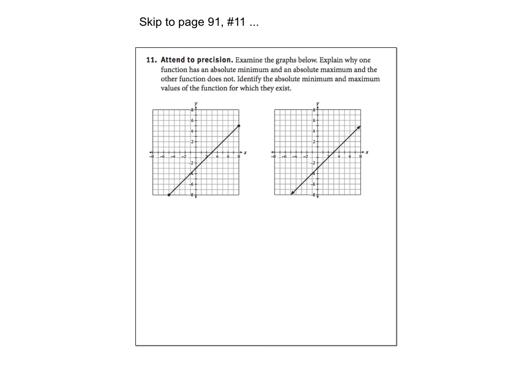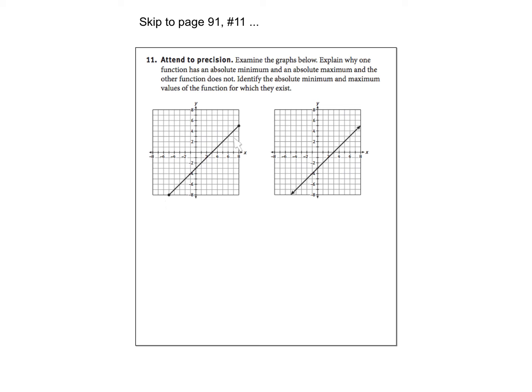Awesome. Now we're going to actually take a big page skip. So we're going to go to page 91 and start looking at number 11, and we're going to compare two graphs below and see why one of these functions has an absolute minimum and max and why one of them doesn't. Let's first distinguish the difference between these two graphs. So go ahead and look at the two of them. What do you notice that's different?